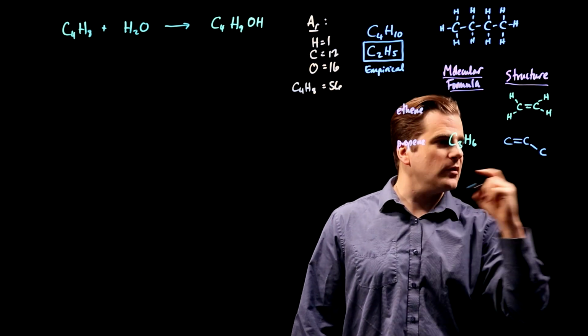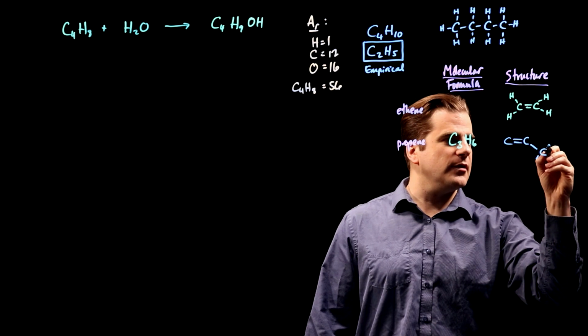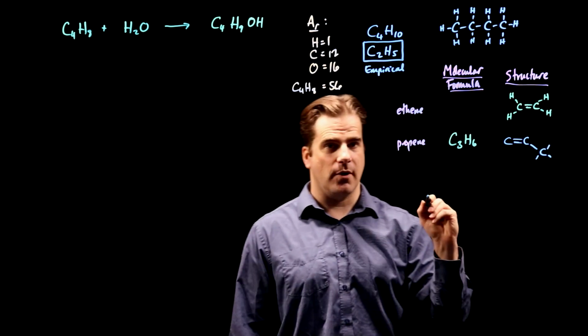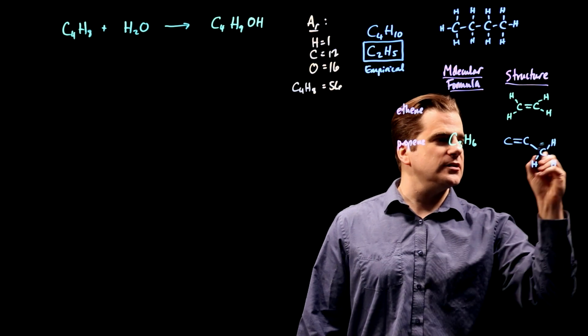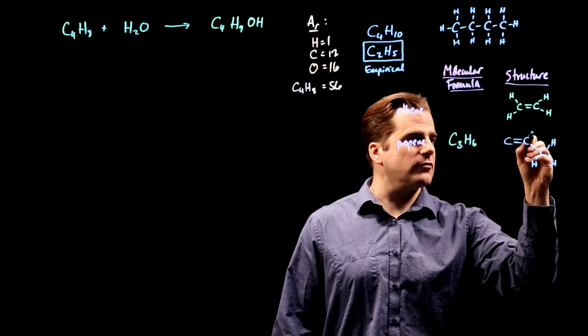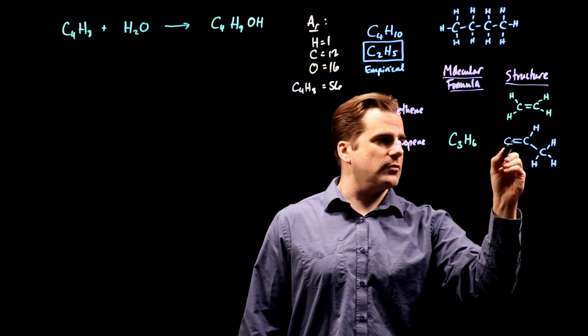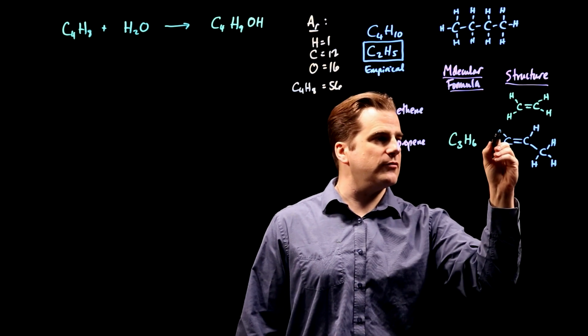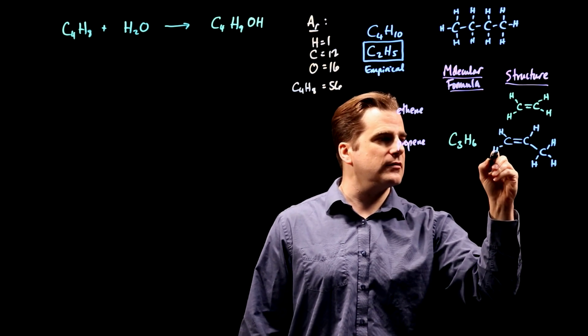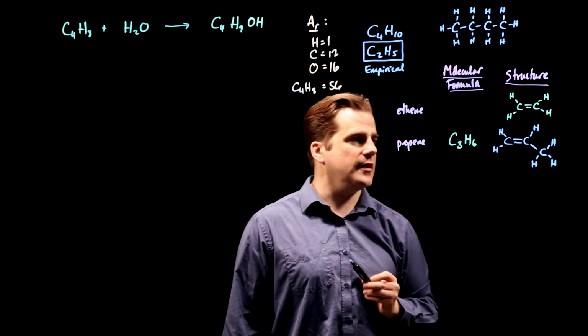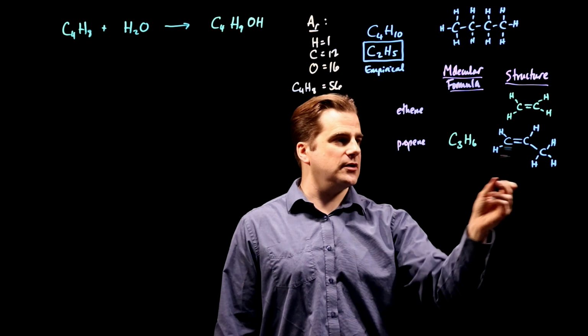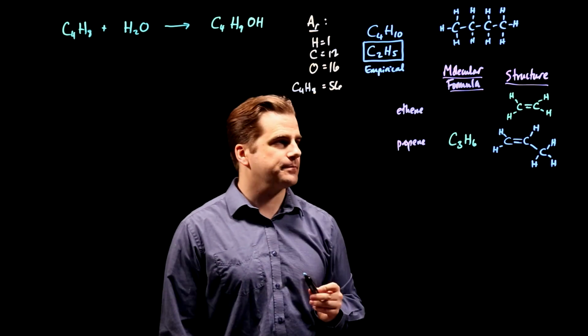So this carbon, there's space for 3 more bonds, because carbon forms 4 bonds. H, H, H. That carbon already has 3 bonds, so there's room for 1 more hydrogen. This one already has 2 bonds, so there's room for 2 more hydrogens. Quick check, should be 6 hydrogens, 1, 2, 3, 4, 5, 6. Yep, and that's the structure of propene.